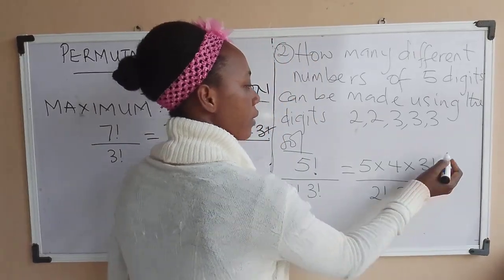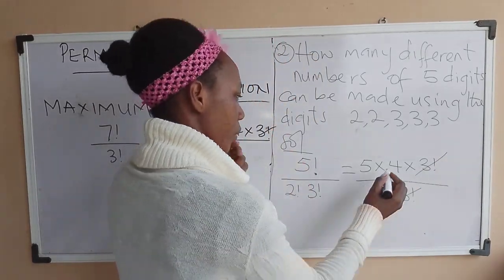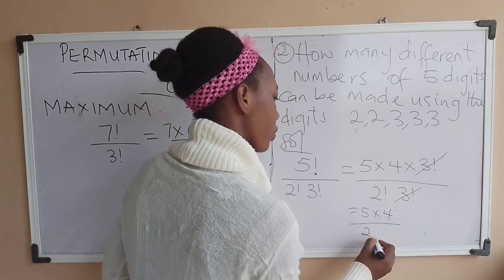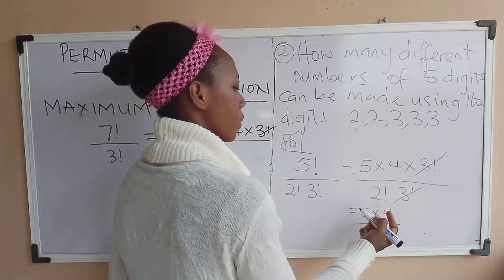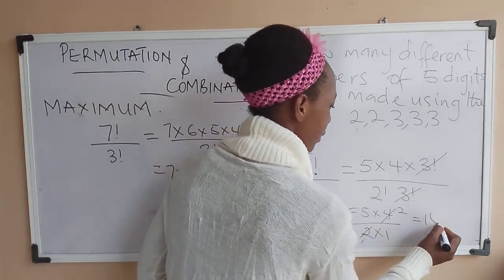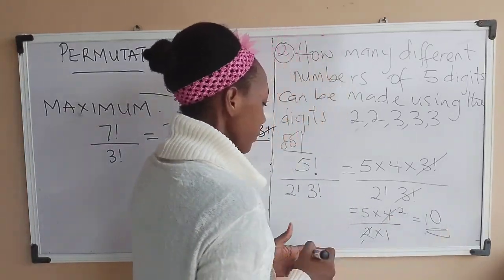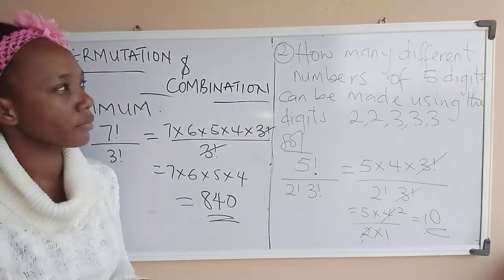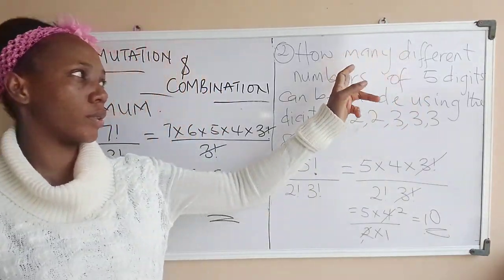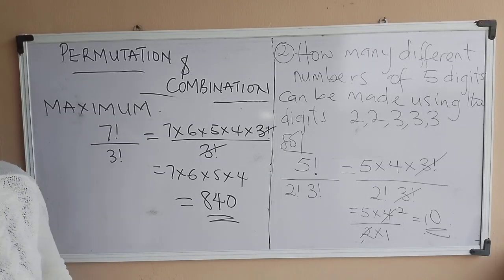Now this 3 factorial will cancel the other 3 factorial. So we're left with 5 times 4 all over 2 times 1, because 2 factorial means 2 times 1. So 2 here is 1, 2 here is 2, and we have 10 as the answer. So these are the 10 ways we can arrange these numbers.